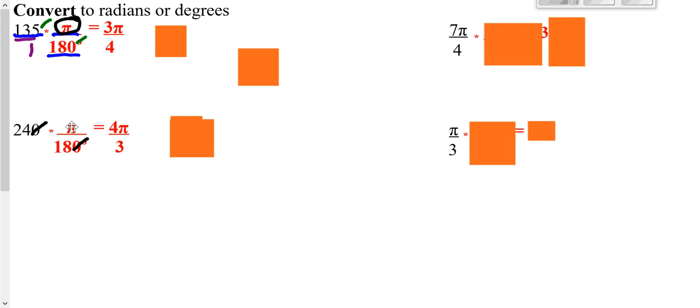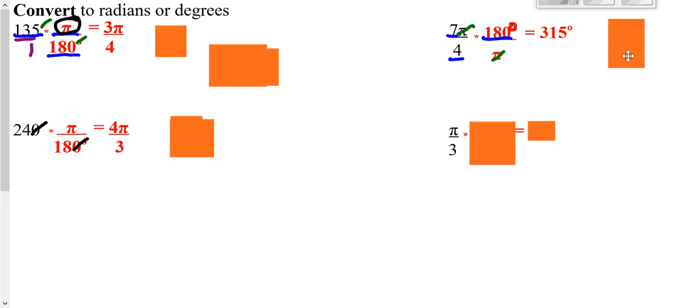Over here, we're trying to end up with degrees, so that means we want to have degrees in the top. And so we're going to have 180 degrees, and I see I forgot my degree symbol. So now we're going to go ahead and simplify this. Pi on top, pi on the bottom. I would take 7 divided by 4, multiply it by 180, and then just know I'm going to have degrees hanging out.